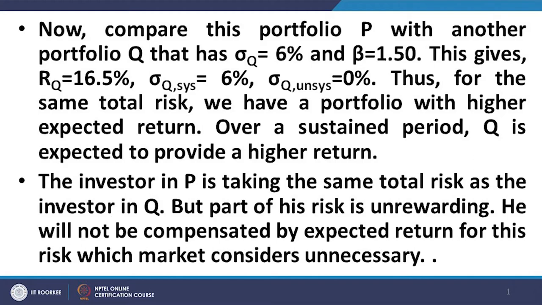Now, compare this portfolio P with another portfolio Q that has sigma_Q equal to 6%. Sigma_Q is 6%. What was sigma_P? Sigma_P was also 6%. So, P and Q have the same total risk. But what is special about Q? Beta is 1.50. What was beta of P? Beta of P was 1.00. So, portfolio Q has higher systematic risk than portfolio P, but portfolio Q has the same total risk as portfolio P. What is the implication?